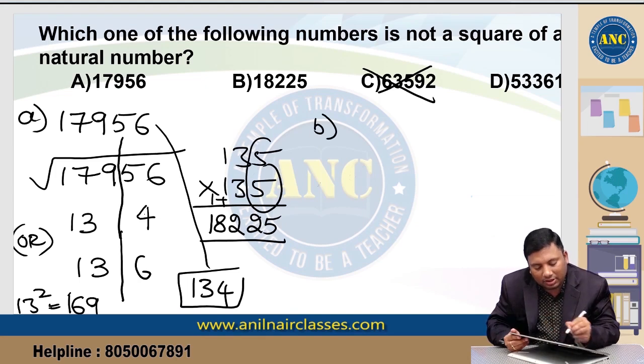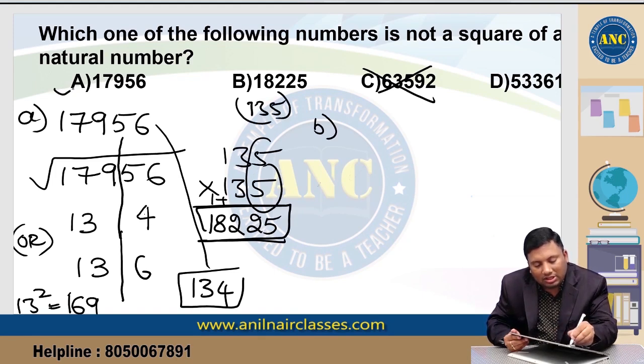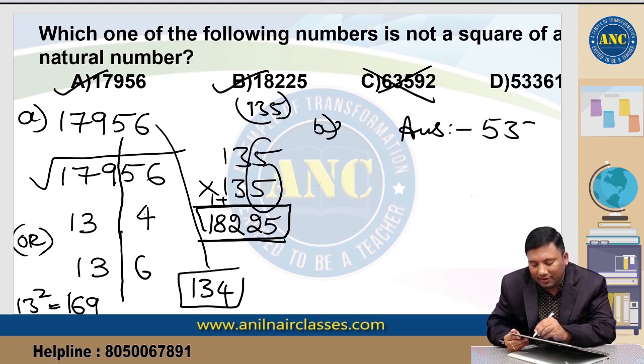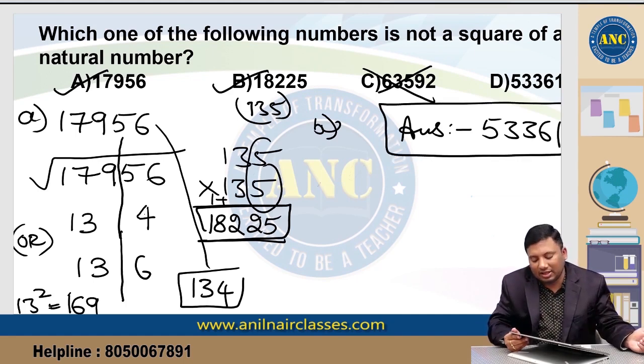What is the second option? Already we got 18225. Second option value is 135. So this is a square, this is a square, this is not a square. So the answer for this question is 53361.